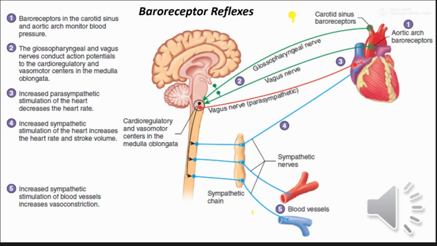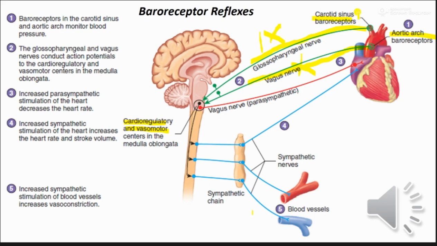So you have your baroreceptors, as you can see here, in your carotid sinus and aortic arch, at the base of the internal carotid artery and the walls of the aortic arch. Action potentials will travel from the carotid sinus through cranial nerve 9, the glossopharyngeal nerve, to the cardioregulatory and vasomotor centers in the medulla oblongata. On the other hand, from the aortic arch, the action potentials will travel through cranial nerve 10 to the medulla oblongata as well.